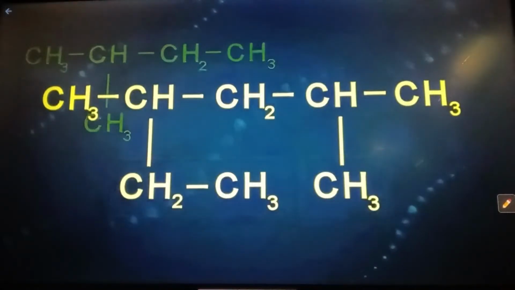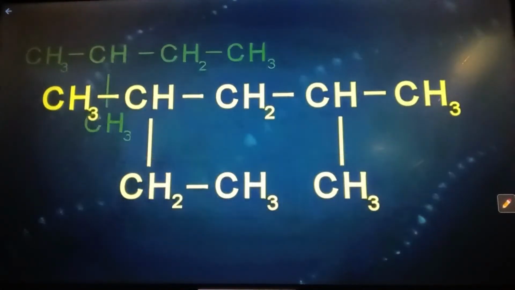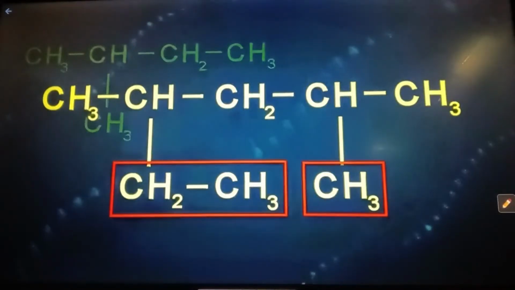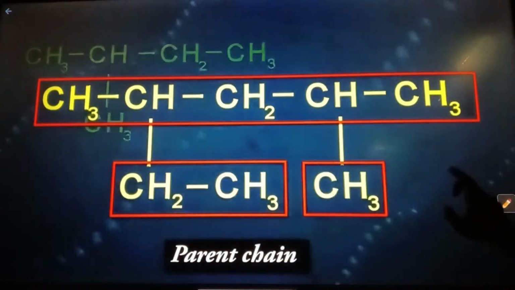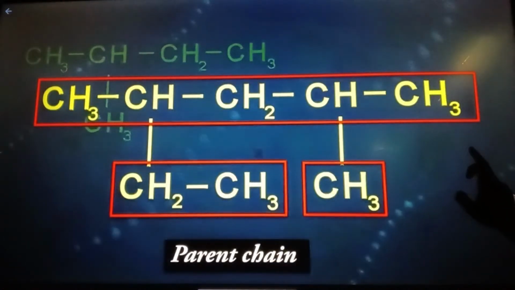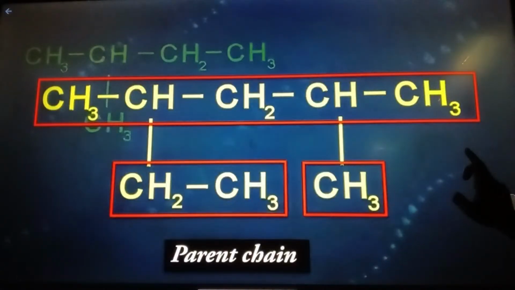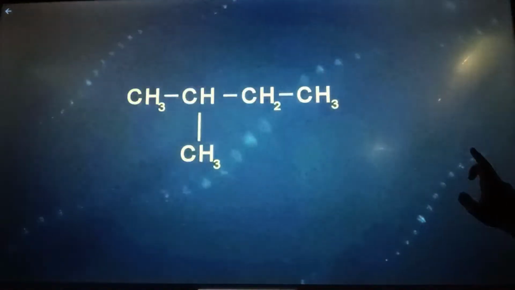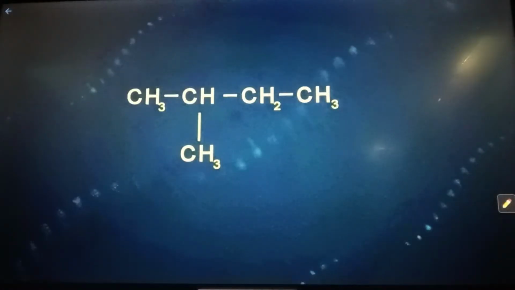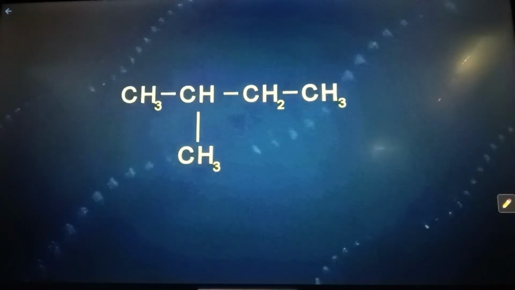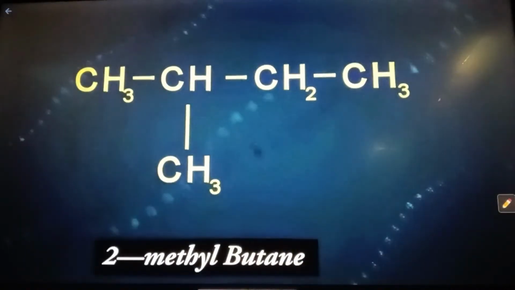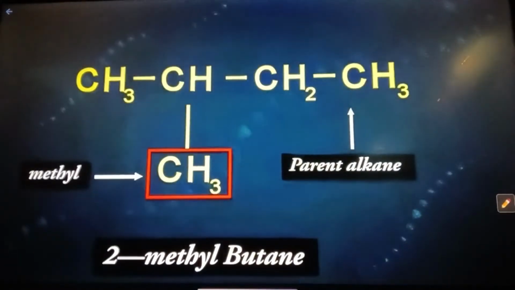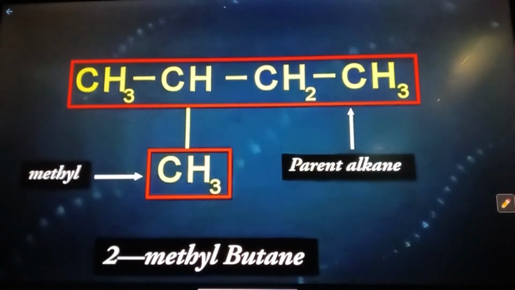And similarly in the case of 2-ethyl-3-methylpentane. Here, ethyl and methyl groups are attached with the pentane, which is a parent chain. In order to name such compounds, the names of alkyl groups are prefixed to the name of the parent alkane. For example, in 2-methylbutane, where methyl is the attached group to the main parent alkane butane.